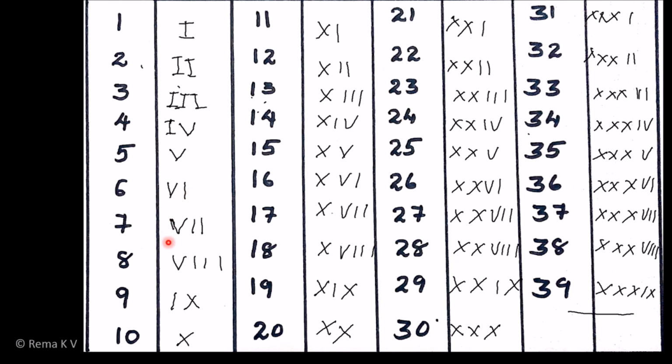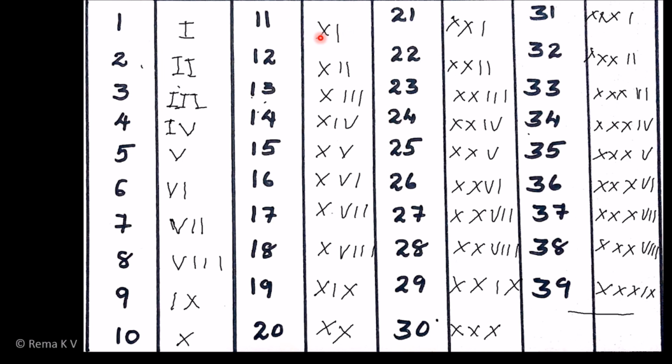So 6. Then 7. 7 means 5 and 2. So we are writing 2 I's to the right of V. Then 8 is V and 3 I's. Then 9. We cannot repeat this I more than 3 times. So we are writing 9 as IX. Okay. So this means 1 less than 10. 9 is 1 less than 10. So now 10 is X.